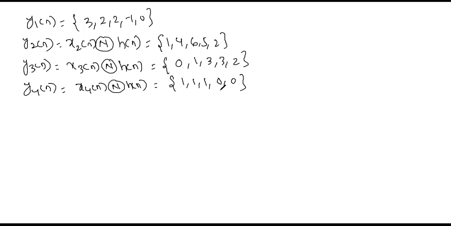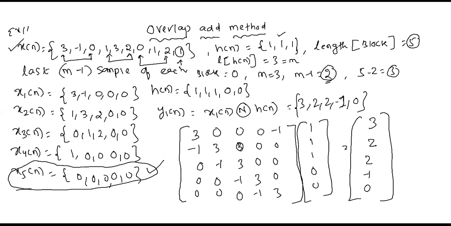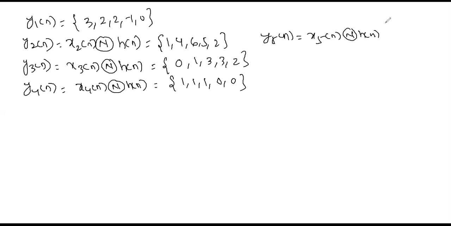Okay, now this is over, because if you compute y5(n), that equals x5(n) circular convolution with h(n). Now you see your x5(n) is all 0, so you will get all 0 again. It is not required; if you do it, you will get all 0. So this is not required. You will stop here. Clear? I hope you all understand.